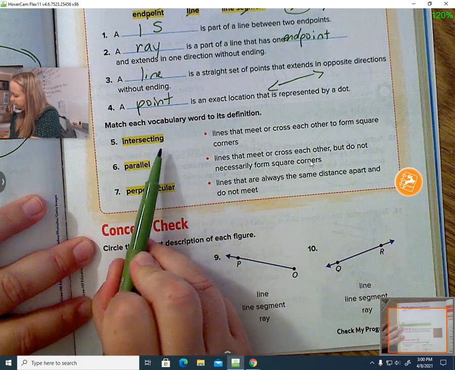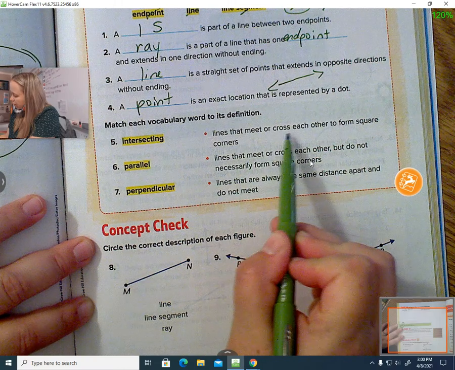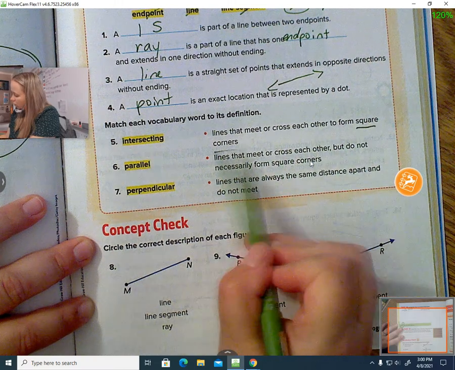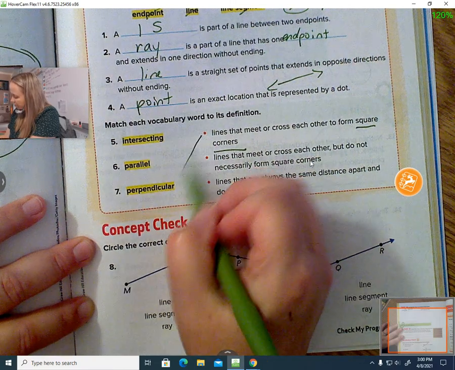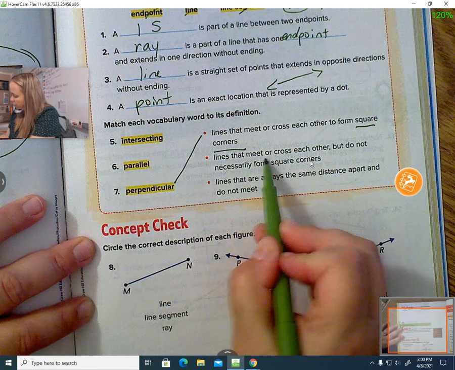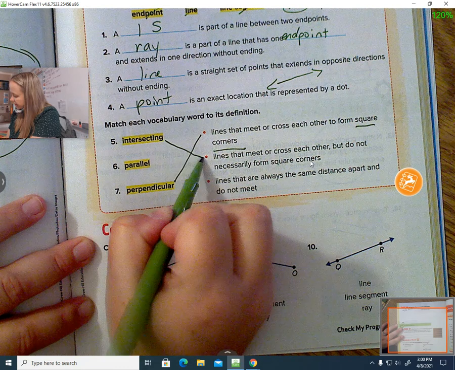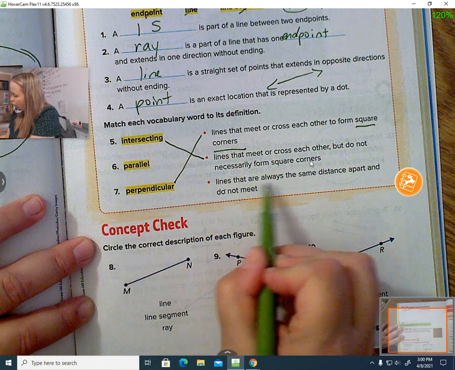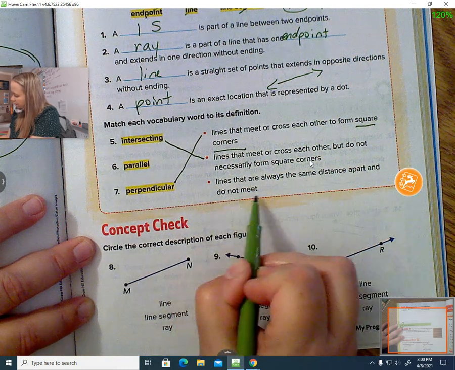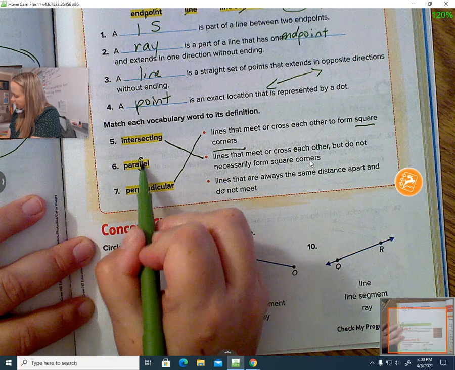Lines that meet or cross each other to form a square corner. Yes, that's perpendicular. Lines that meet or cross each other but do not necessarily form square corners. Intersecting. Lines that are always the same distance apart and do not meet. There's our parallel lines.